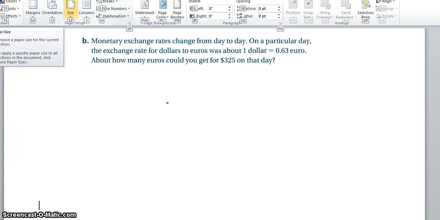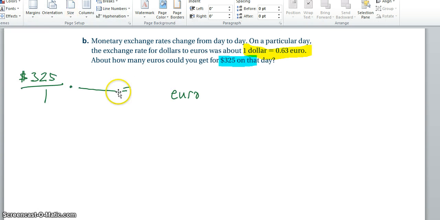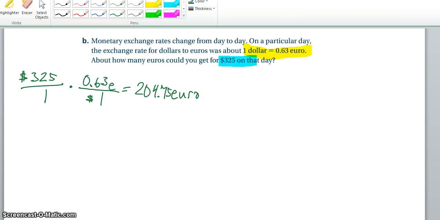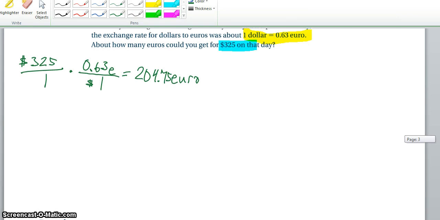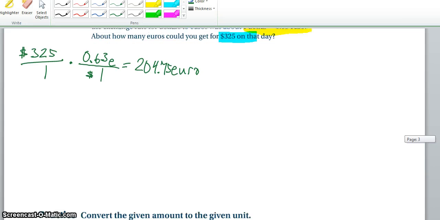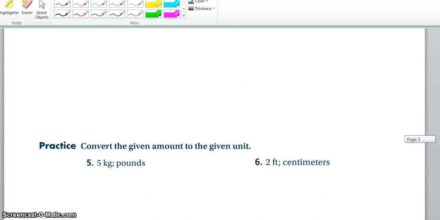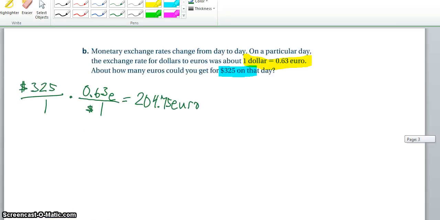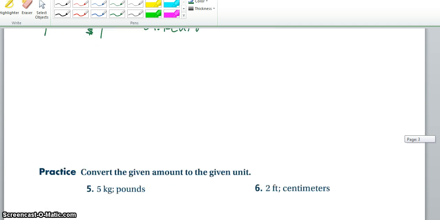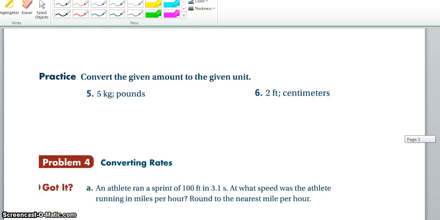Alright, go ahead, try to set up B and solve it on your own. Alright, here we are set up with what we know to start with, over 1. We know that we're looking for euros in the end, and our conversion factor will go right there in the empty fraction. When we set it up and do the math, we get about 204.75 euros on that day. Now, mind you, the exchange rate, as it says here, varies from day to day. That exchange rate is probably very outdated at this point because they change quite quickly.